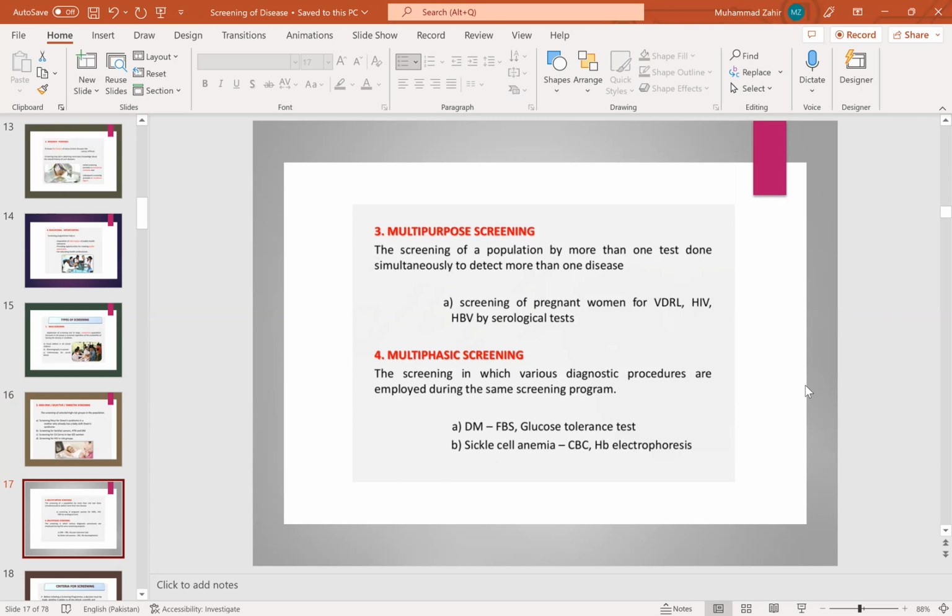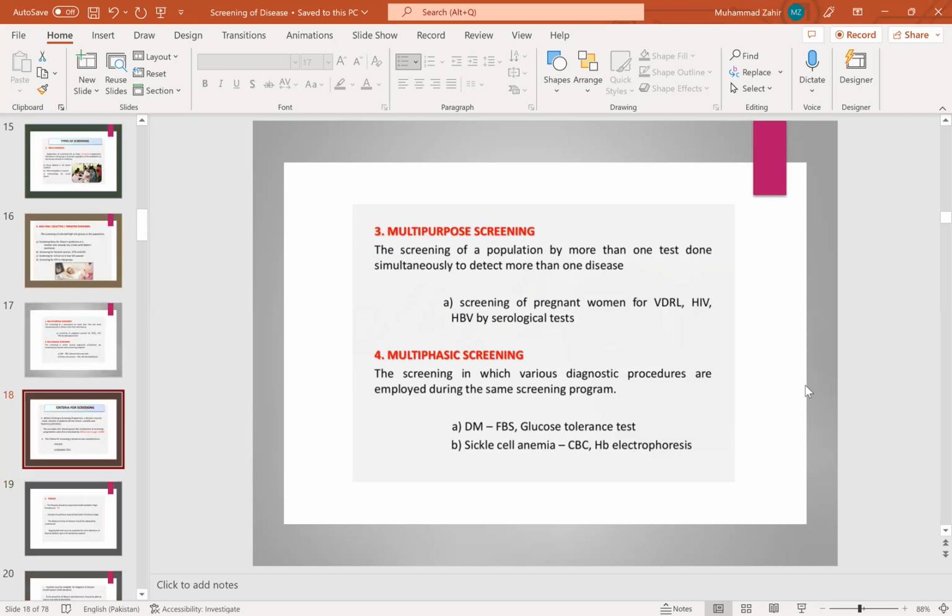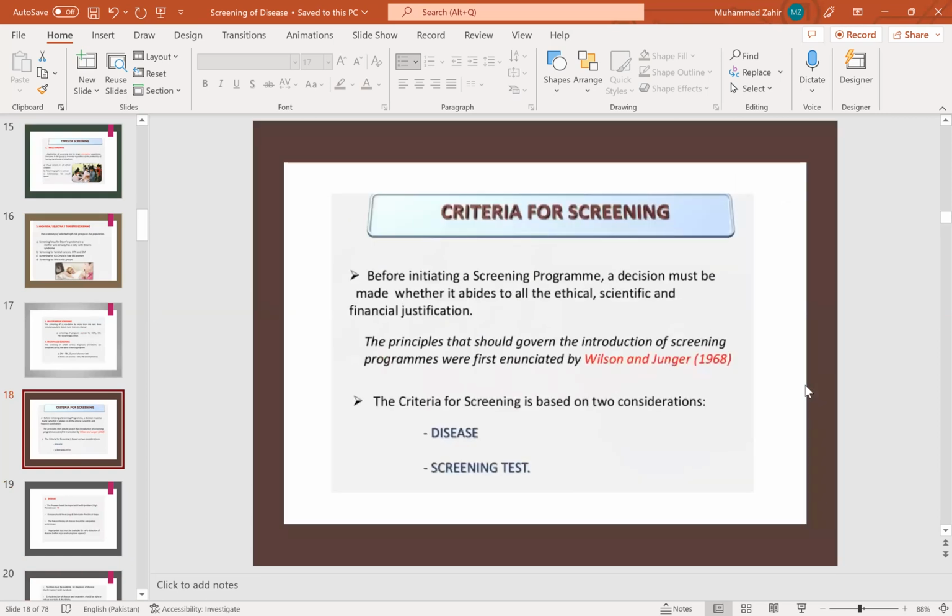In case of sickle cell anemia, CBC and hemoglobin electrophoresis. Criteria for screening. Before initiating a screening program, a decision must be made whether it abides by all the ethical, scientific, and financial justifications. The principles that should govern the introduction of screening programs were first enunciated by Wilson and Younger in 1968. The criteria for screening are based on two considerations. First is disease and second is screening test.